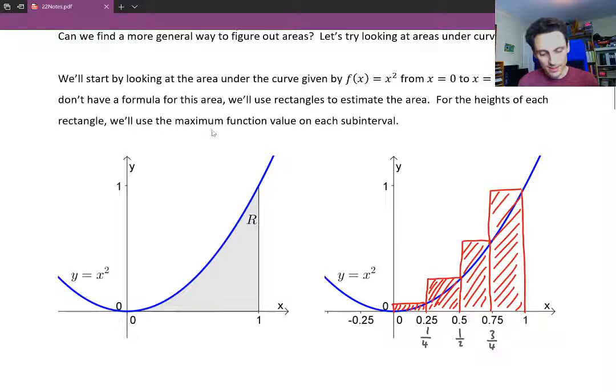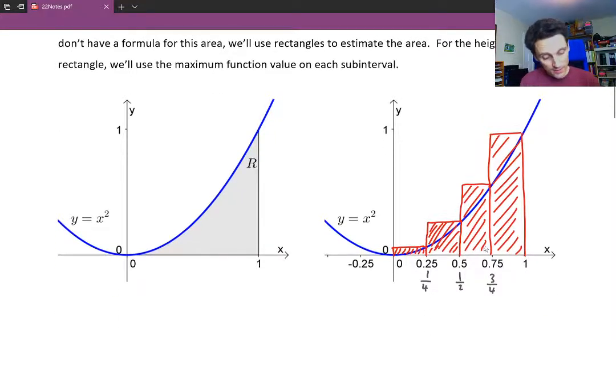we said here. We're using the maximum function value, which happens to be on the right side because this function is increasing, getting bigger as you go to the right. So the biggest y values are always on the right side of each subinterval. Okay, well, that's a good picture.